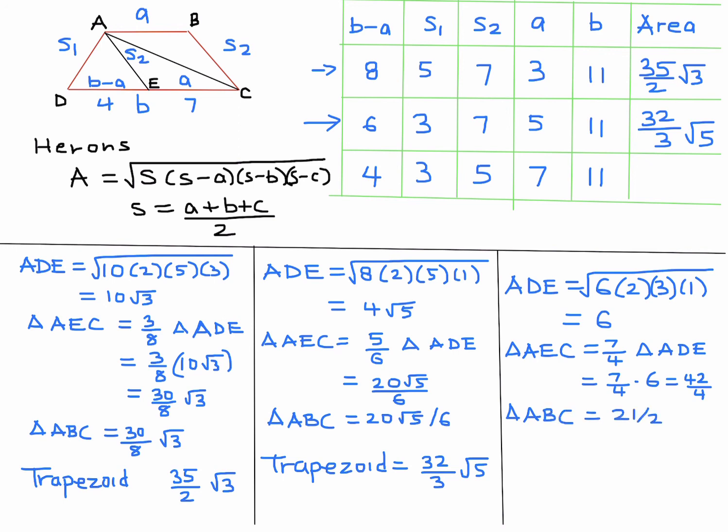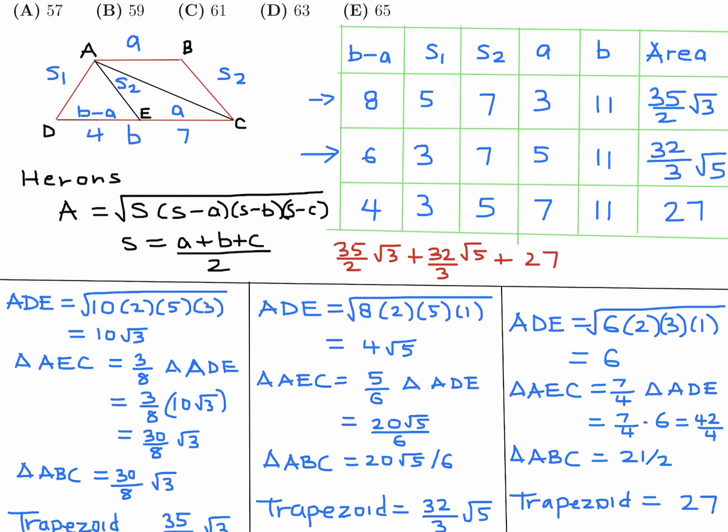And then now the trapezoid, you just have to add up those 3 that I just calculated, and when you do, you get a sum of just 27. There we go. So now we have to add up these 3. It's 35 over 2 root 3 plus 32 over 3 root 5 plus 27.